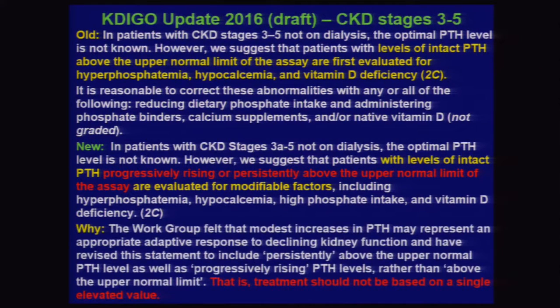And why was that update decided upon? Well, the working group felt that modest increases in PTH may represent an appropriate adaptive response to declining kidney function, and we revised this statement to include persistently above the upper normal PTH level, as well as progressively rising PTH levels, rather than just above the upper limit of normal, because treatment should be based not on a single elevated value.